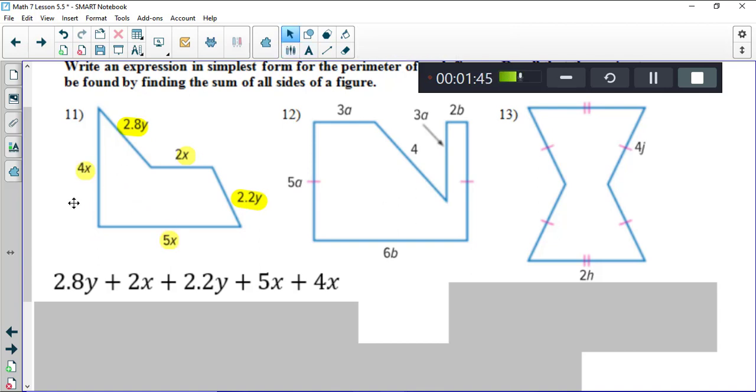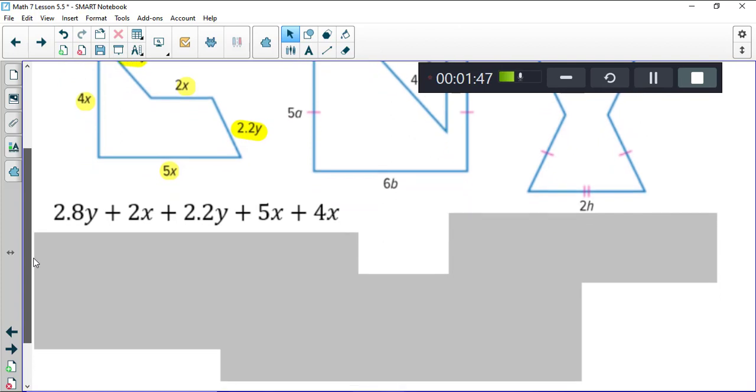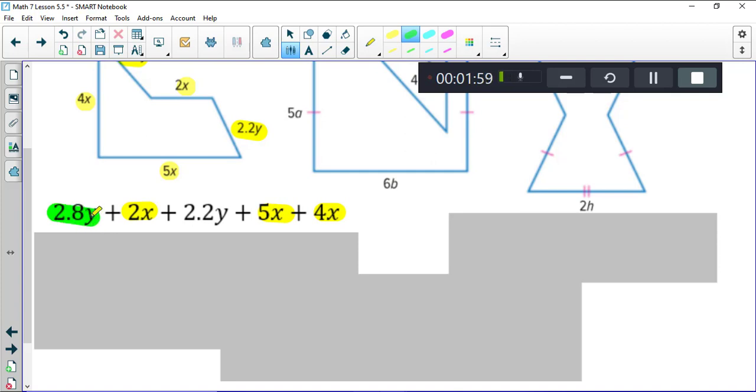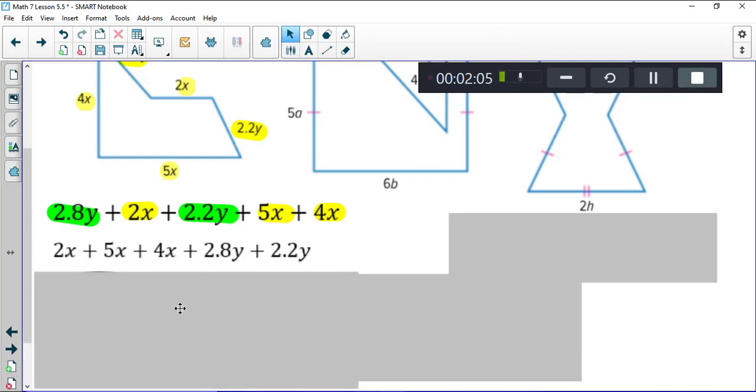The next thing that I like to do, and I really suggest you do this, is put your like terms side by side. So we have several terms that contain x's, 2x, 5x, and 4x, so I'm going to start with those. And I also have several terms that are like terms because they contain y's. That's the 2.8y and the 2.2y. So I rewrote this, I just reordered it, which I'm allowed to do as long as it's all addition, into 2x plus 5x plus 4x plus 2.8y plus 2.2y.